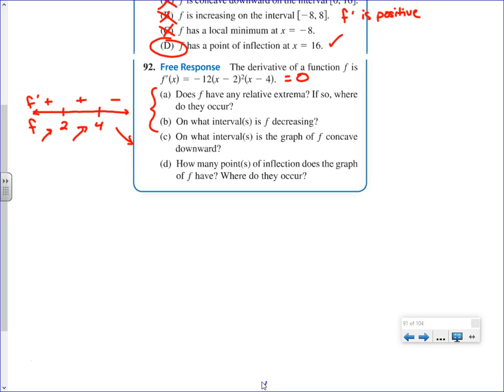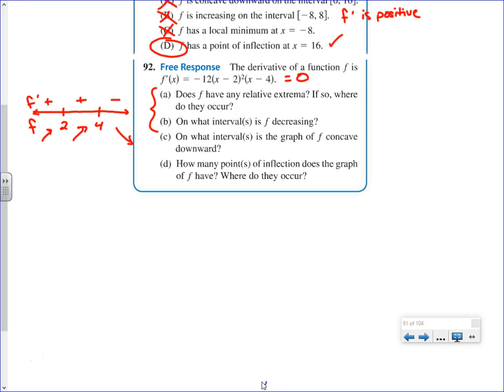First of all, f exists at 4. Remember, f exists at 4. If it was a dotted line, it wouldn't work. F exists at 4, and then f prime is increasing, f is increasing, and then f is decreasing.